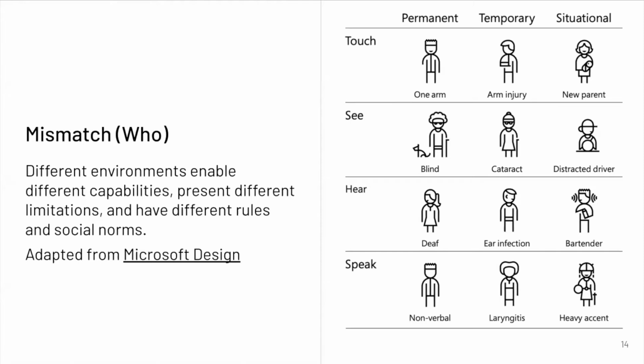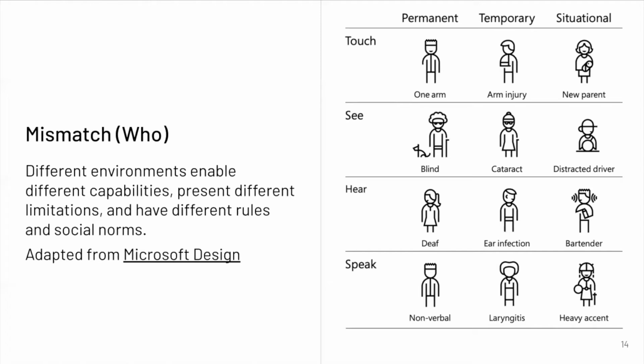So the idea is there are permanent, but also temporal and situational mismatch. So again, we talk about the blind, the deaf, right? Or the non-verbal and the handicapped. Those are considered permanent mismatch. But what about temporal? What about if you got your arm injured? So these are actually the middle column, and there's also another one called situational.